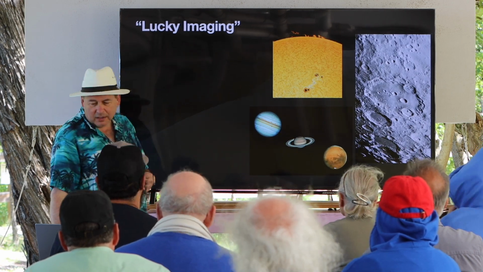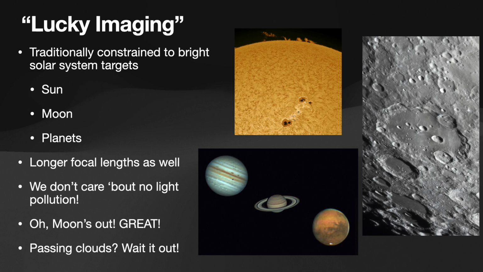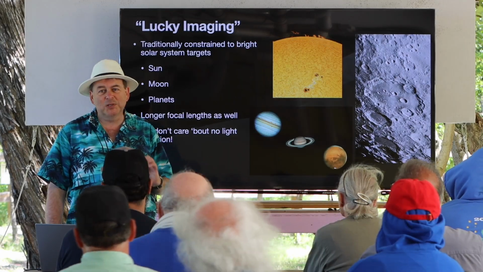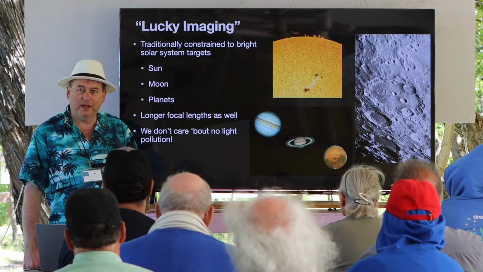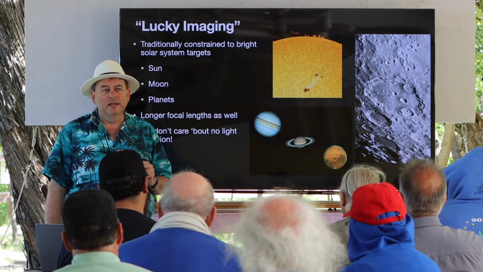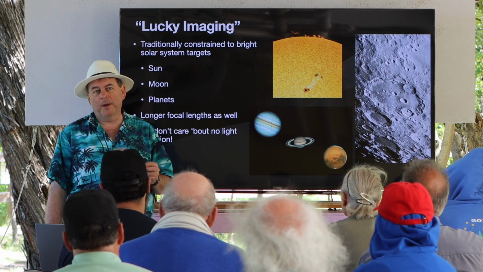So lucky imaging is typically constrained to solar system targets like the sun, the moon, and the planets, and also longer focal lengths. The great thing about lucky imaging is we don't care about light pollution. There is no amount of light pollution that is going to affect your solar photography. I guarantee if it does, we are in big trouble. Same thing can really be said of the moon and the planets.